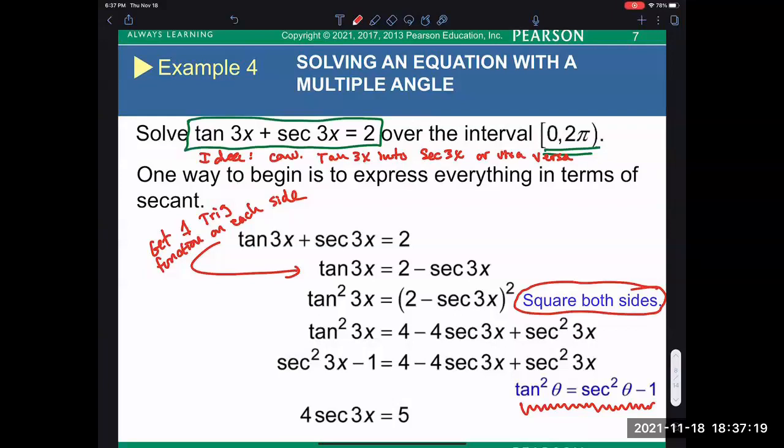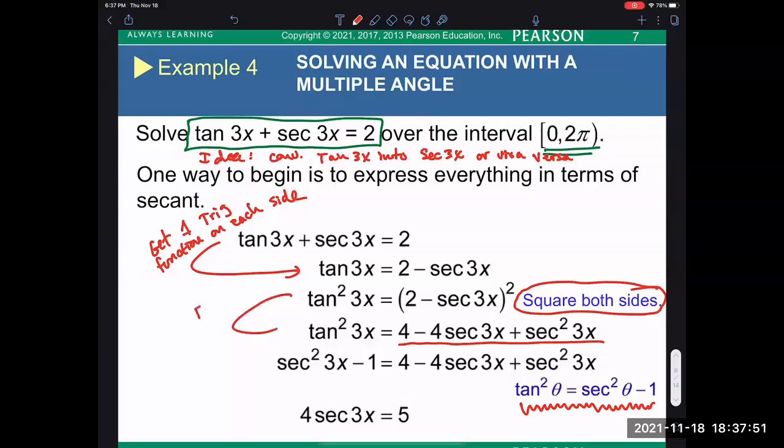Then they square both sides. And when you square both sides, on the left side, you're just immediately going to get tan squared, but on the right side, you have this binomial squared. And to figure out what's going on with the tan squared and the secant squared, you're going to have to FOIL that out. So they FOILed out the 2 minus secant 3x squared to get this trinomial in secants by FOILing. So that was this step.